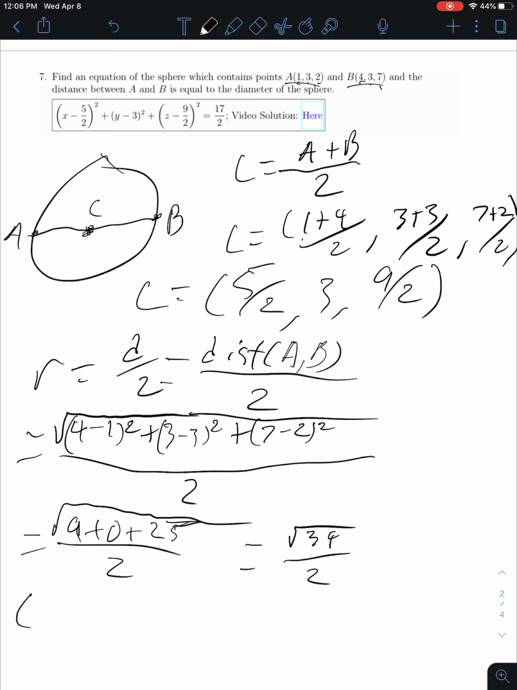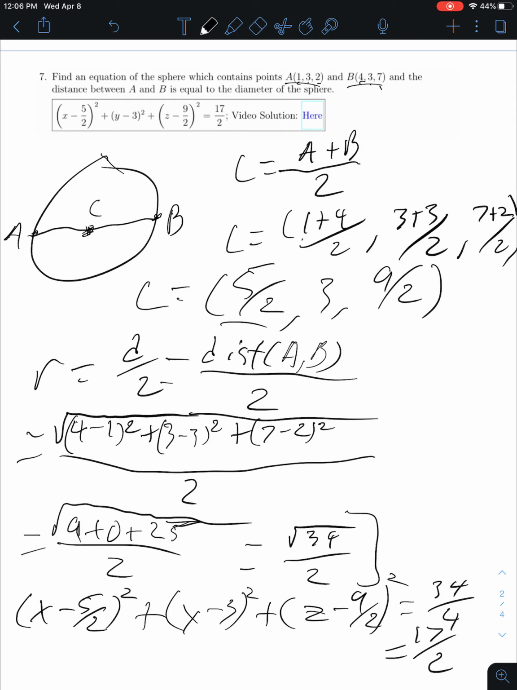So now our equation becomes x minus 5 over 2 squared, because that's our center point, plus y minus 3 squared plus z minus 9 over 2 squared is equal to this guy squared. So that's going to be 34 divided by 4, which is equal to 17 divided by 2.